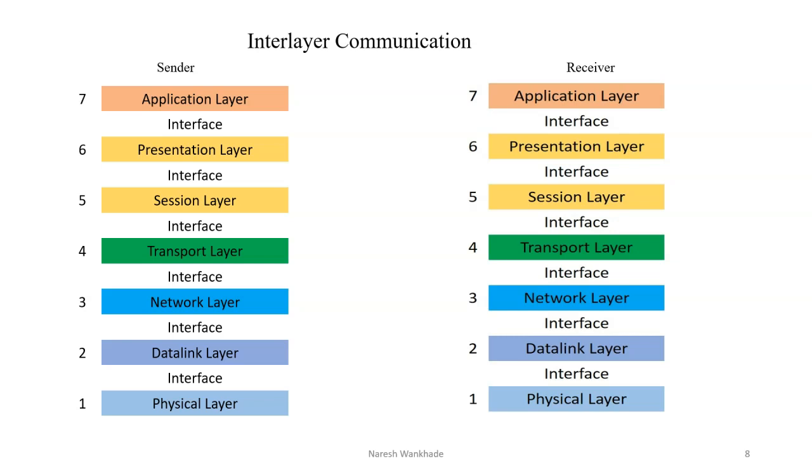Here in this diagram you can see that the sender has 7 layers and the receiver also has all these 7 layers. With the help of the application, presentation, and session layers, the user interacts with the system. That's why these application, presentation, and session layers are known as user support layers. We have already seen that concept in the previous video.